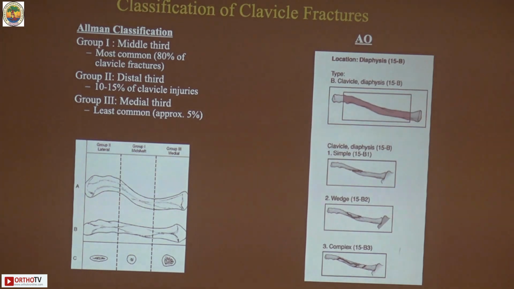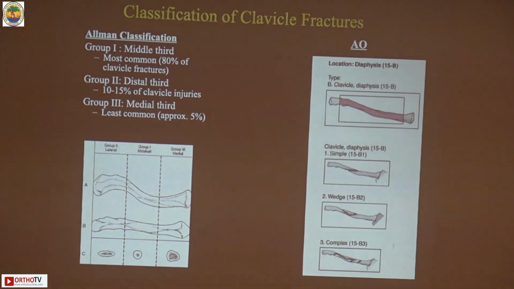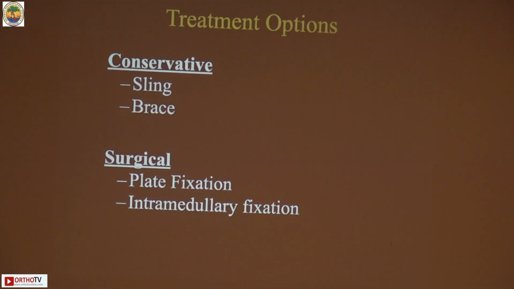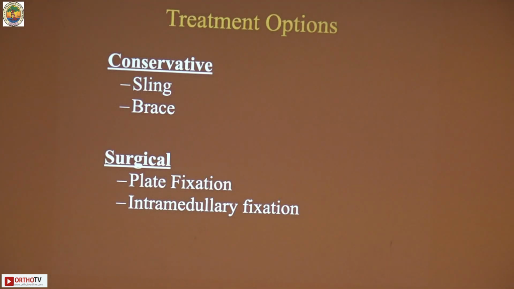Now, the middle third of the clavicle comprises mainly 80% of the fractures of the clavicle, and they may be a simple fracture, wedge fracture or complex fracture. Treatment options for clavicular fracture depend on displacement, deformity, comminution and neurovascular status. We will be talking about surgical management.